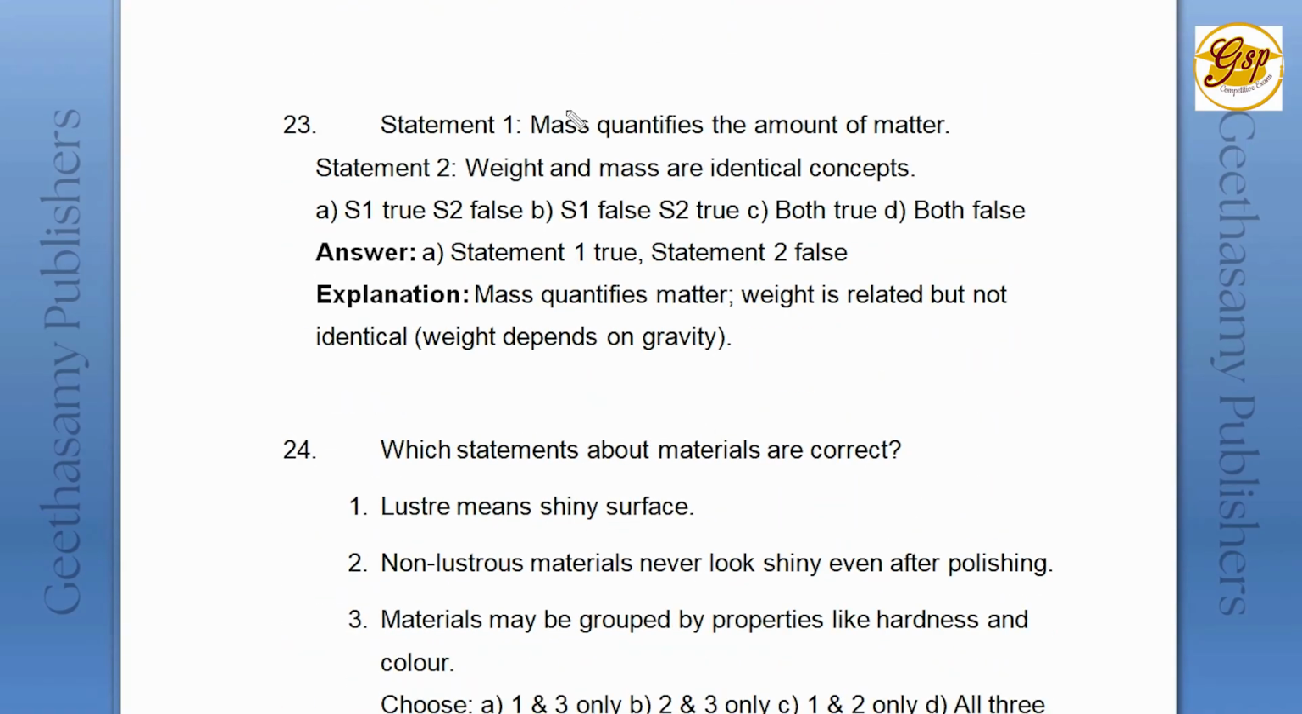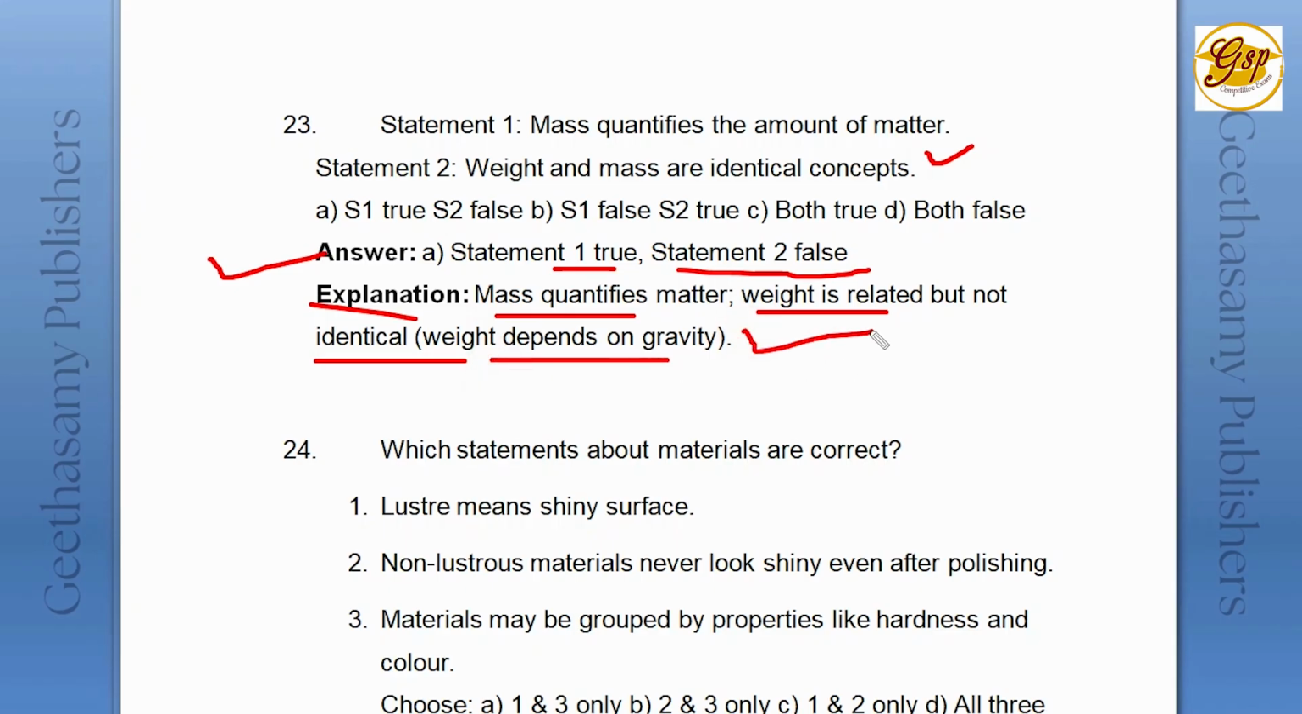23rd question, statement 1: mass quantifies the amount of matter. Statement 2: weight and mass are identical concepts. Statement 1 and statement 2 both. So S1 true, S2 false; S1 false, S2 true; both are true; both are false. The answer is A, statement 1 true, statement 2 false. The explanation is mass quantifies matter, and weight is related to it but not identical. So weight depends upon the gravity. It's very, very important.